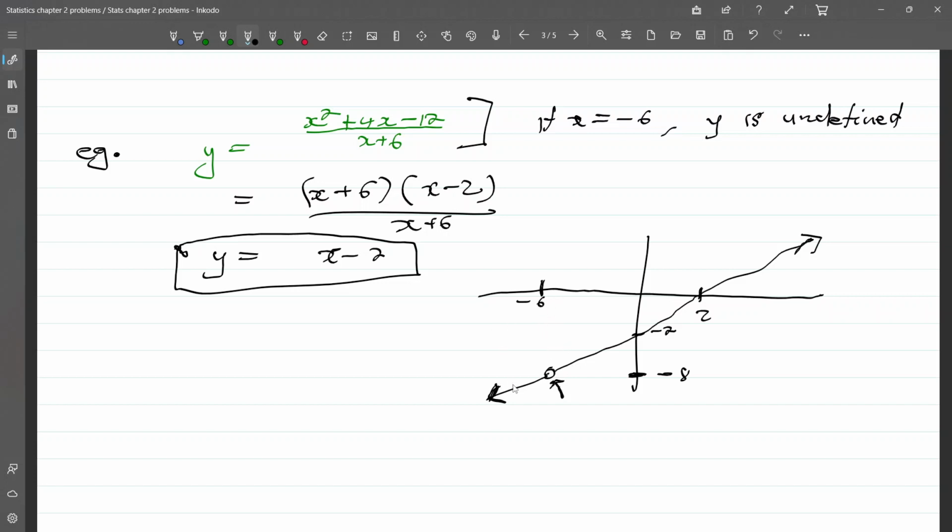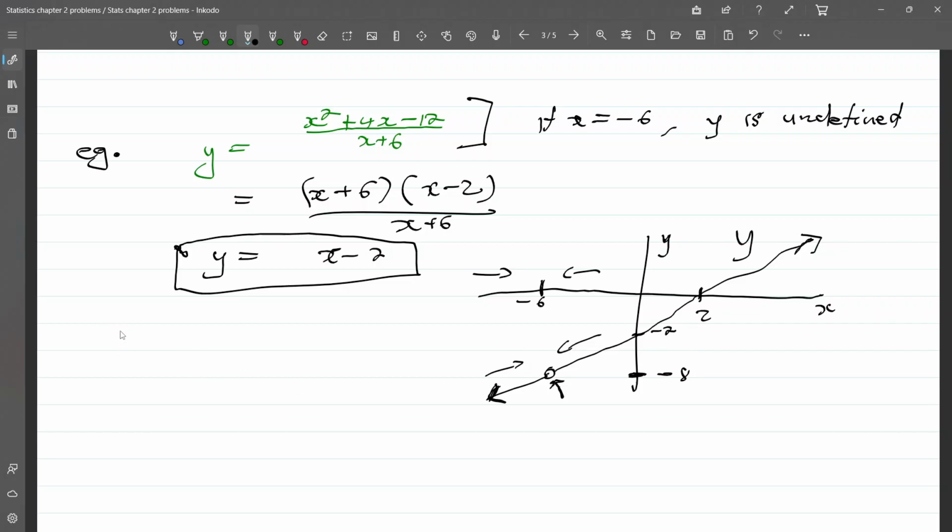So if you can check, these are your x values, these are your y values. When your function y approaches negative 6 from both sides, from the negative side and from the positive side, what happens to the value of y? Your y approaches what? 8? Approaches what? Negative 8, not 8. This is what it's saying.